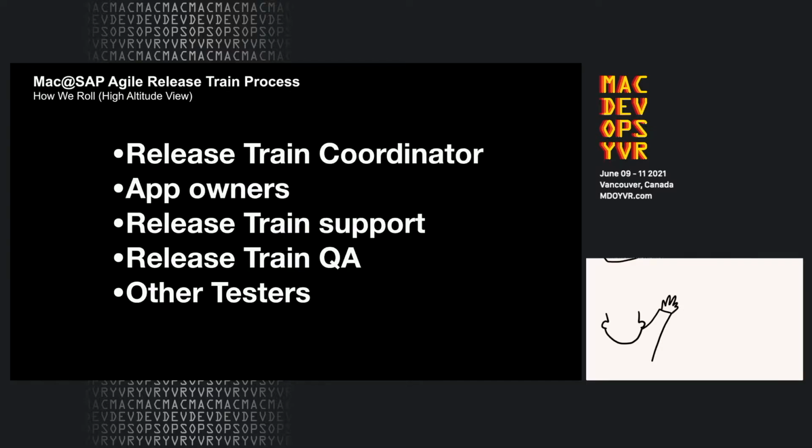Now, on the people level, we've got the following categories. We have our coordinator, the app owners, the folks who support the release train process, and the QA process.